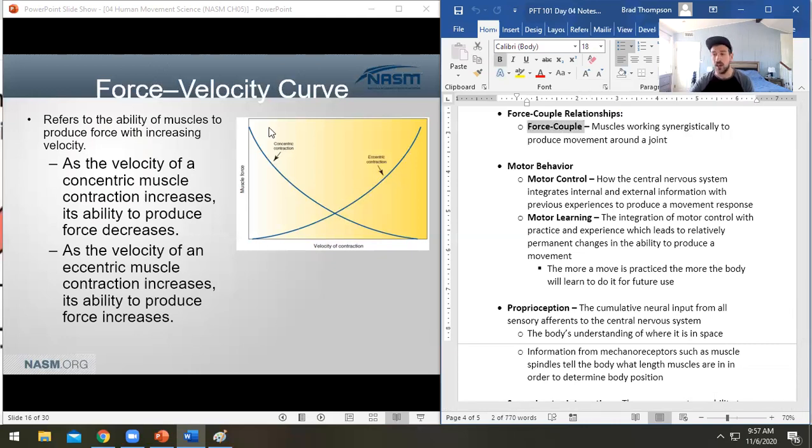Okay. So what a force couple is, I always make this joke. When I say force couple, I'm not talking about Kim and Kanye.